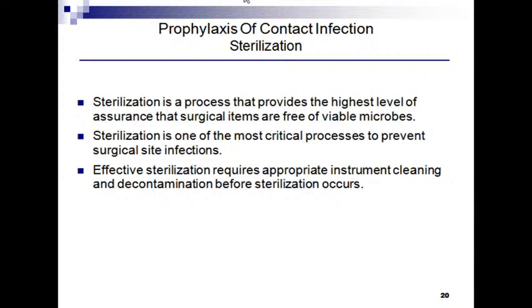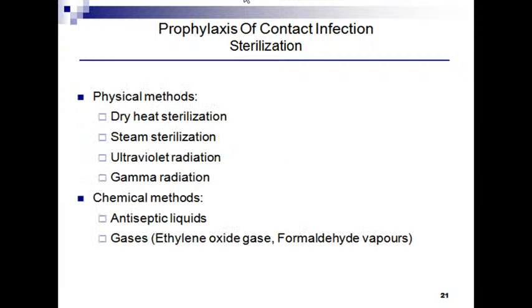Sterilization is a process that provides the highest level of assurance that surgical items are free of viable microbes. Sterilization is one of the most critical processes to prevent surgical site infection. Effective sterilization requires appropriate instrument cleaning and decontamination before sterilization occurs. After the instruments are ready for sterilization, we should choose the method of sterilization. As you know, we have physical factors and chemical factors, and we can use some of them for sterilization of instruments.